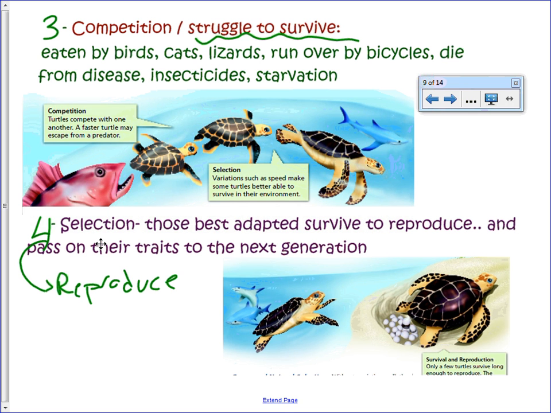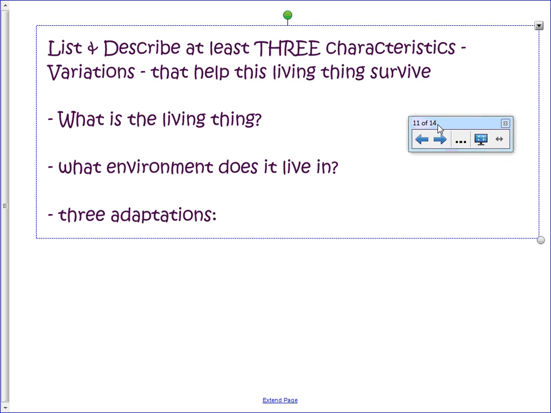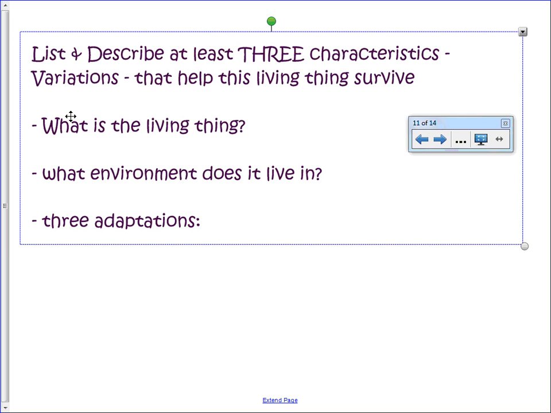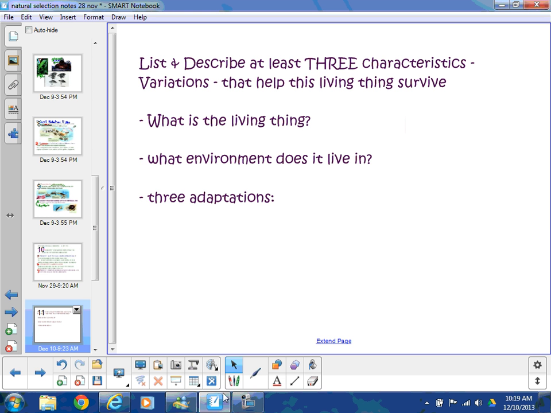Right. Okay. So the next thing you're going to do, and again, this is all from the textbook, and there's our list. So what I'm going to do, each table group will get one of these pictures of animals randomly, and with your table group, I want you to come up with 3 characteristics or variations that help this living thing survive. I'm going to give you a couple minutes to do that, and then in the last few minutes, each table group will stand up and tell us, what is this living thing? What environment does it live in? And 3 adaptations that are helping it to survive. And they'll be very similar to the activity we will be doing tomorrow.